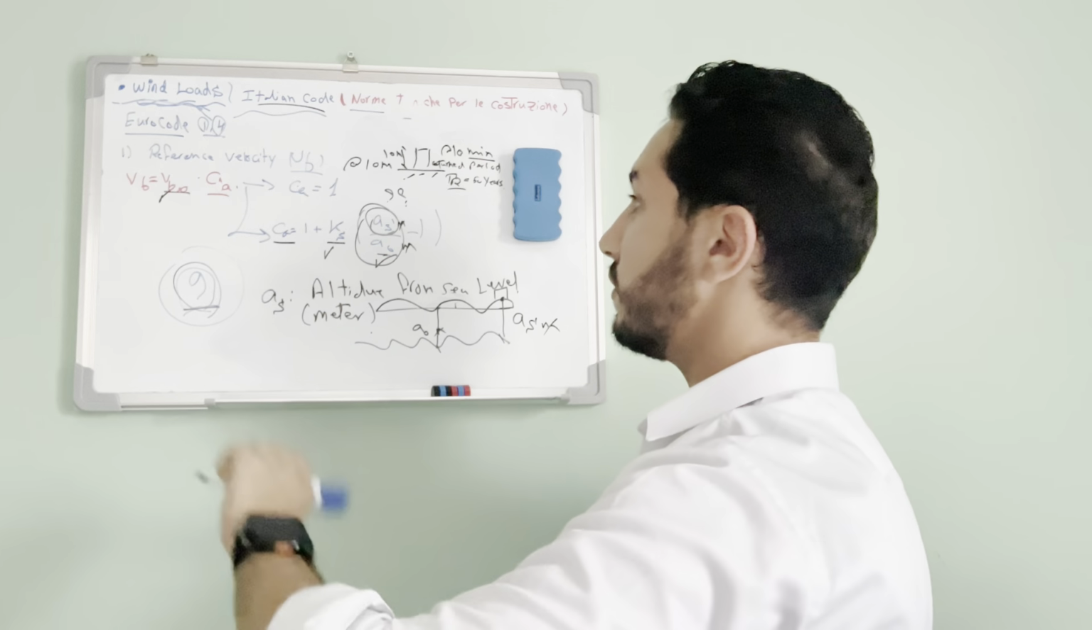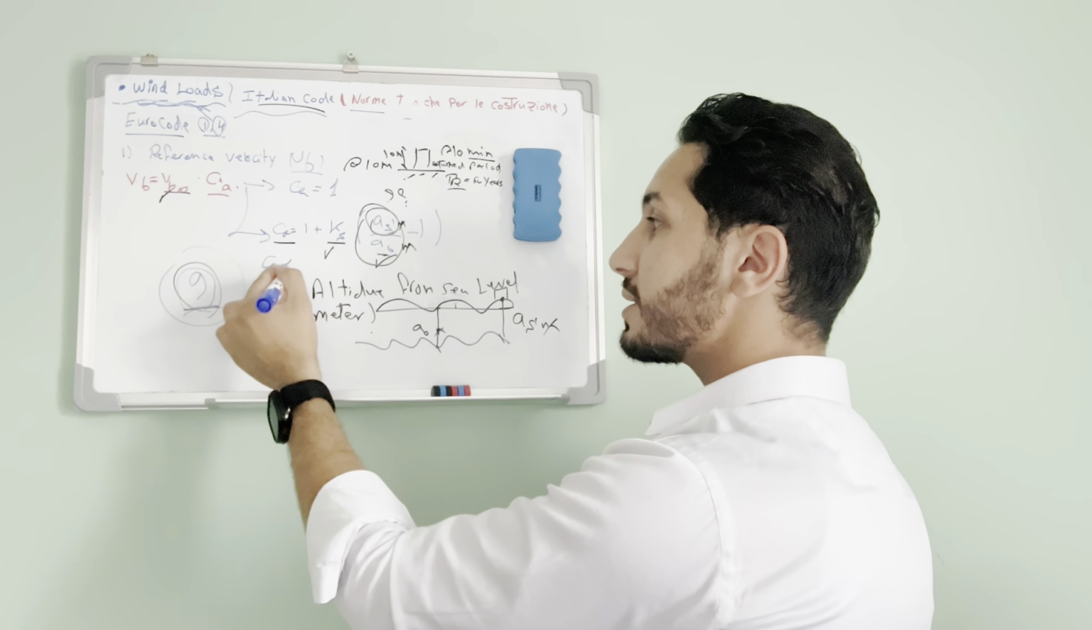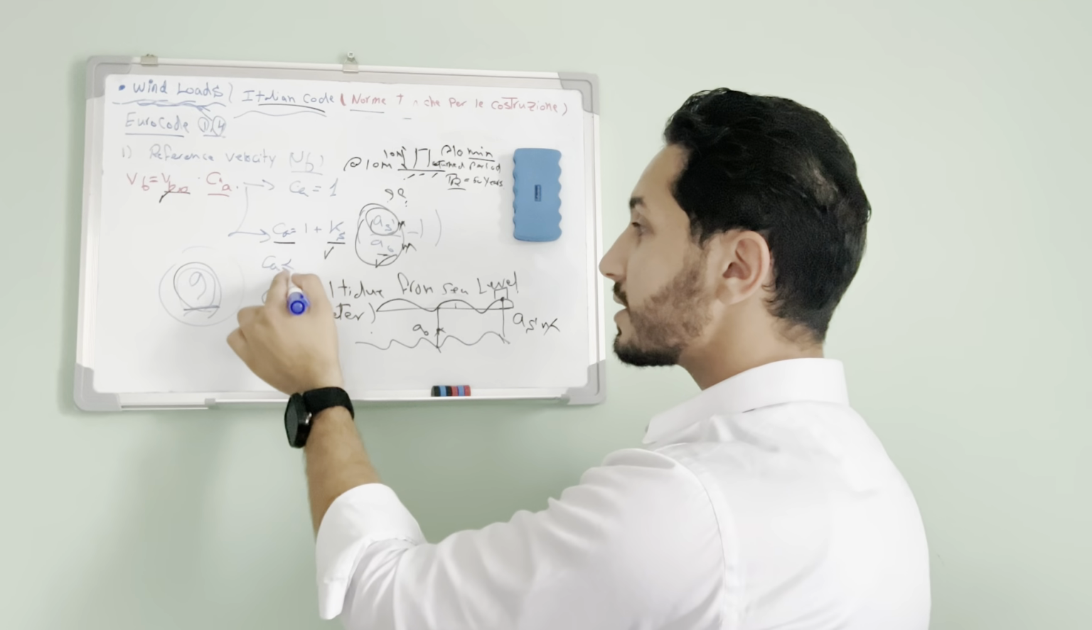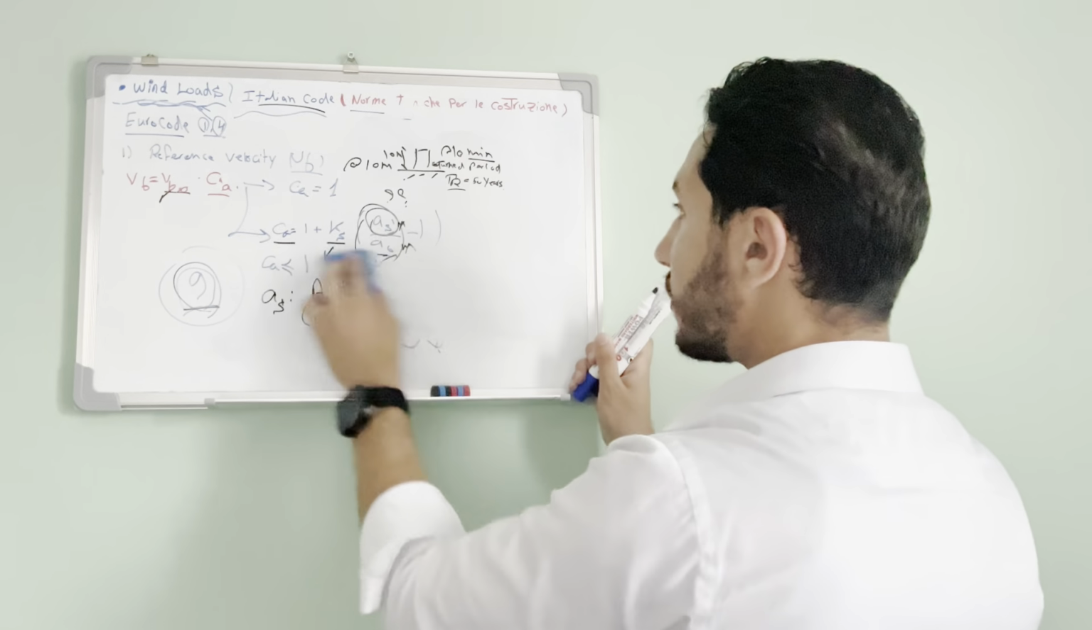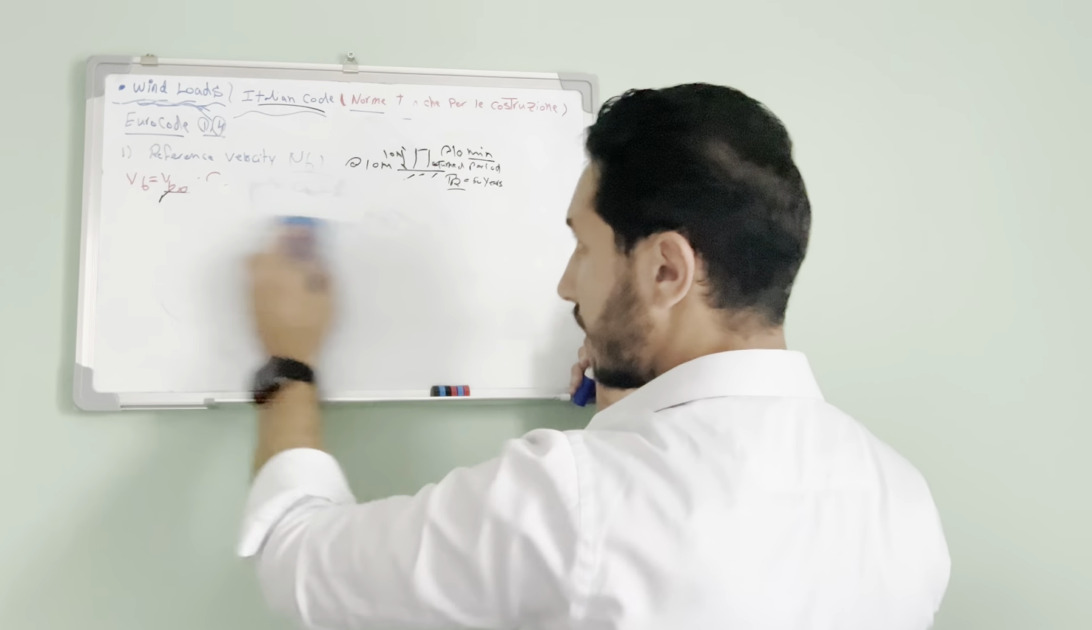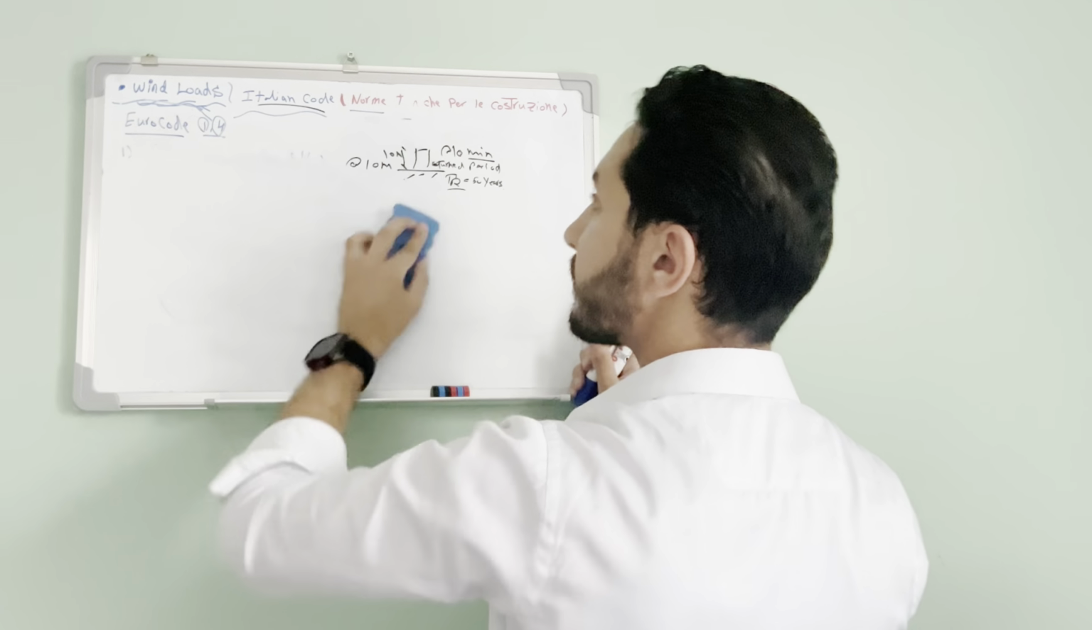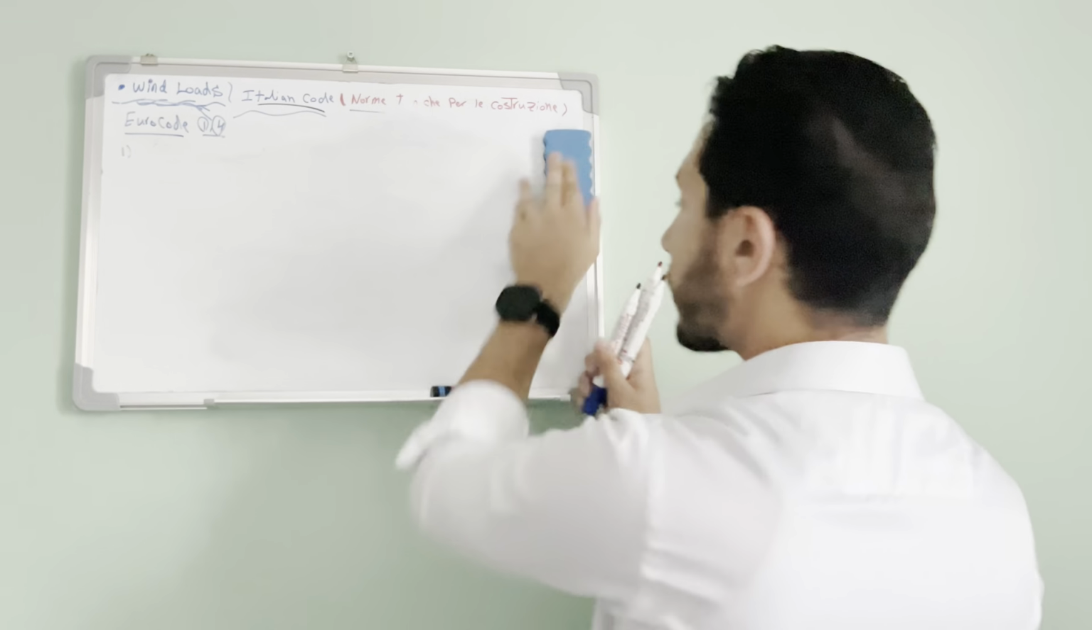Anyway, you need to understand that this CA cannot be less than 1. So it's equal to 1 or even more. Now we calculated the VB, right? Which is the reference velocity. What else do we need to do for our design?